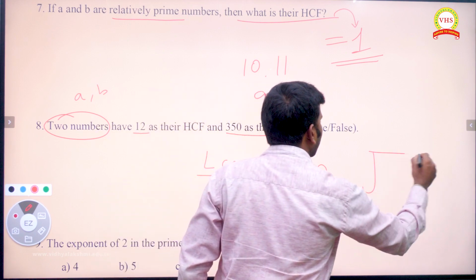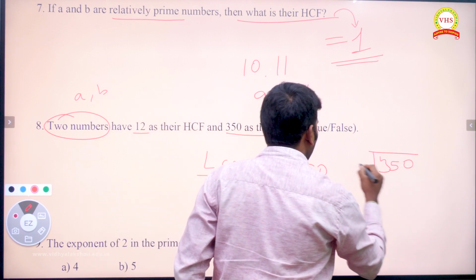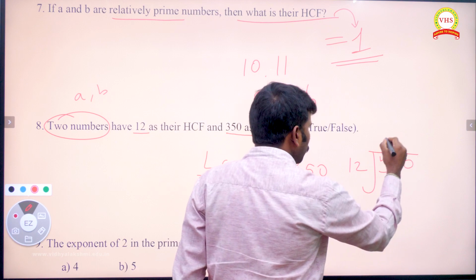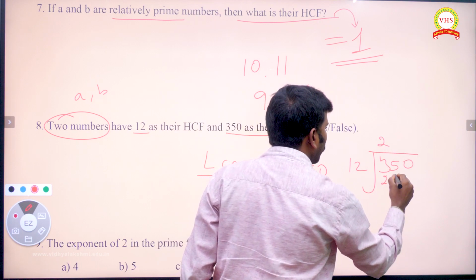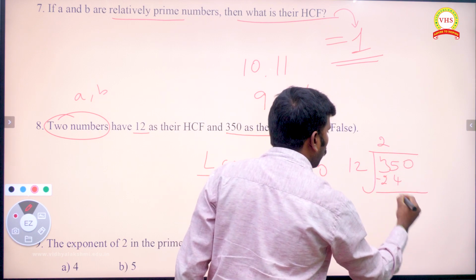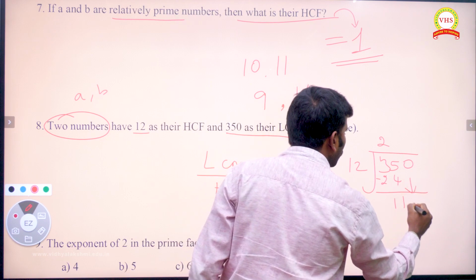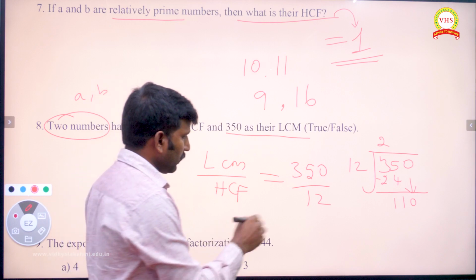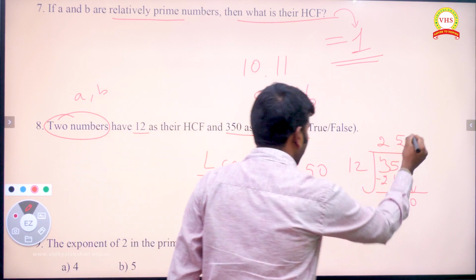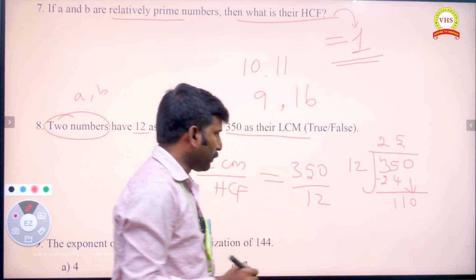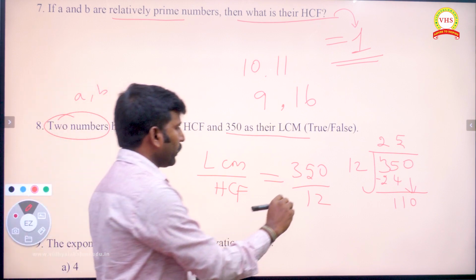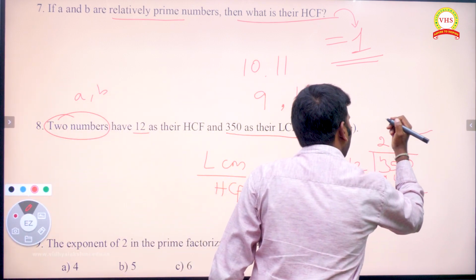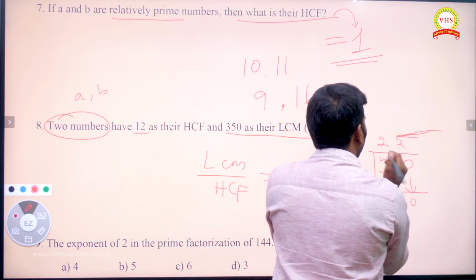Let me go with the division. Take 350 and divide by 12. 2 12s are 24. When you subtract, I am getting 11, then 110. If I go with 5 times, 5 12s are 60 only. Then 120 you will be getting.